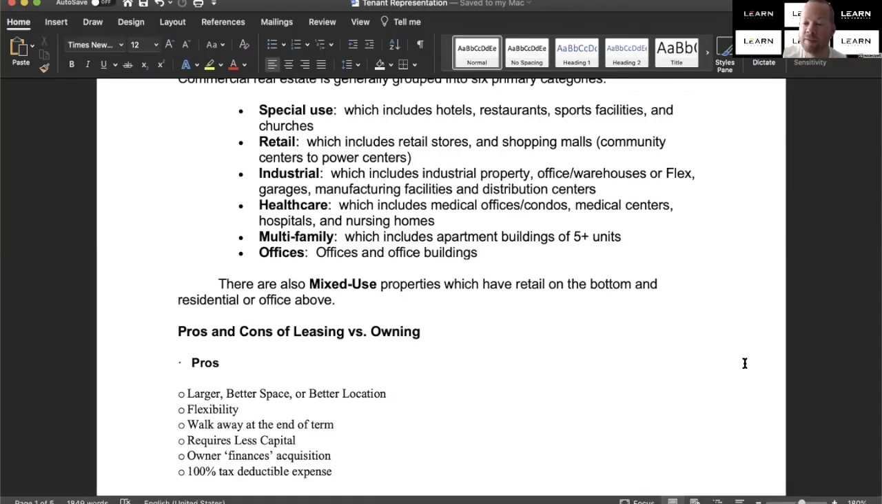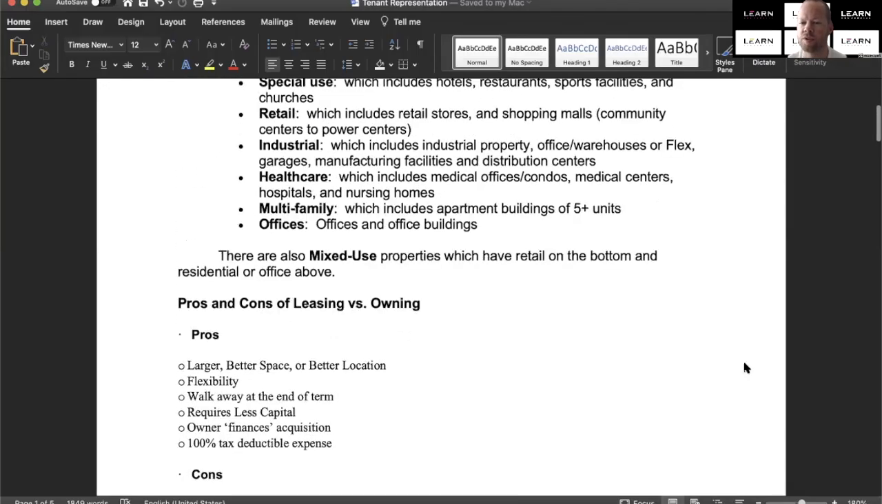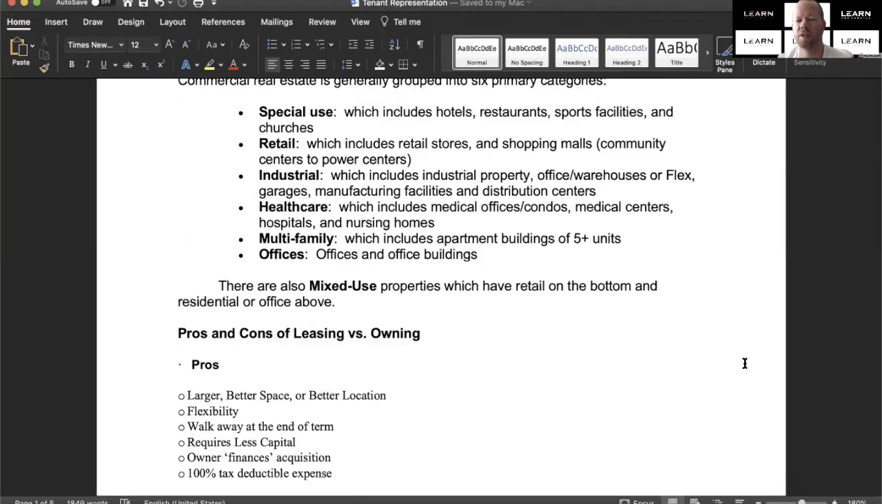All right, so let's go into a little bit about the pros and the cons of leasing versus owning, right? So the pros, you can most likely afford a larger, better space with a better location because you're not outlaying so much capital, right? If you wanted to be front and center in the central business district, if you wanted to buy that piece of real estate, it's going to cost you an arm and a leg. It's going to be crazy expensive. And more than likely, it's going to have more than you need.